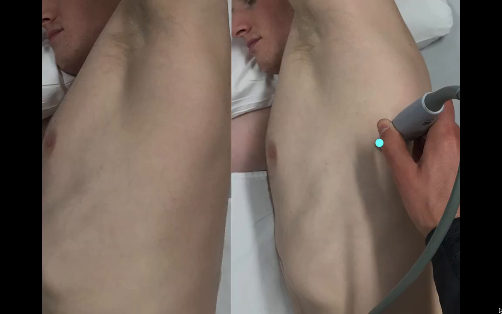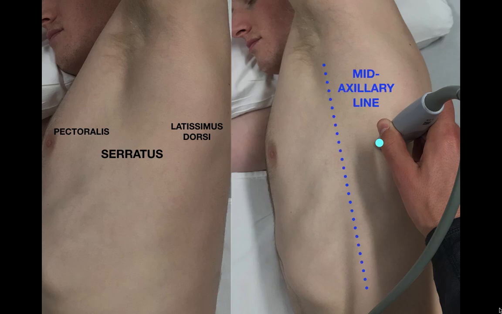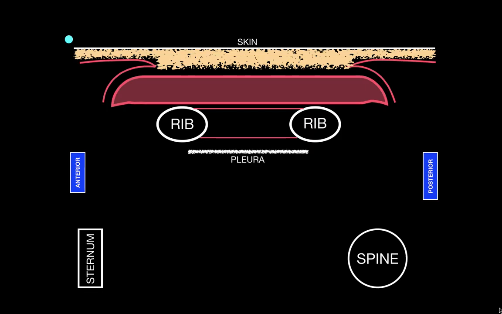So the patient positioning and setup. Ideally, you'll have the patient in the lateral decubitus position, and this will allow you to identify the landmarks. So the serratus muscle is primarily what we're looking for, and you'll also note the pectoralis anteriorly and the latissimus dorsi inferiorly. You'll want to place the linear probe in a short axis orientation at approximately the mid-axillary line at the fourth intercostal space, kind of the same area where you would be placing a chest tube.